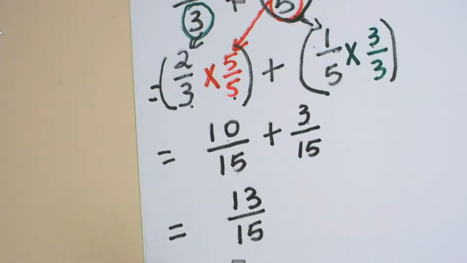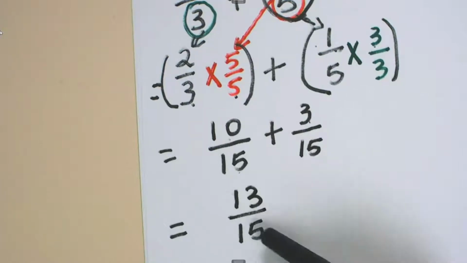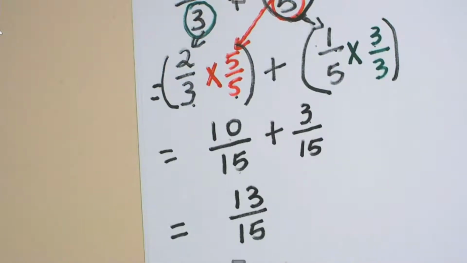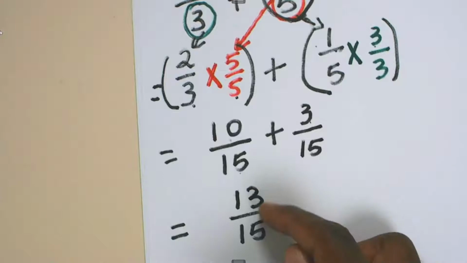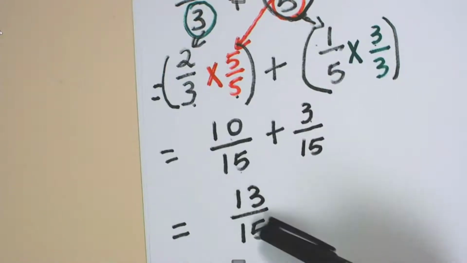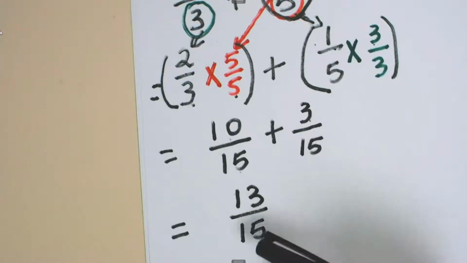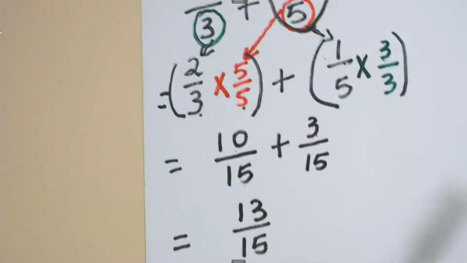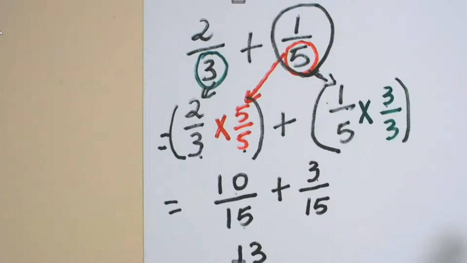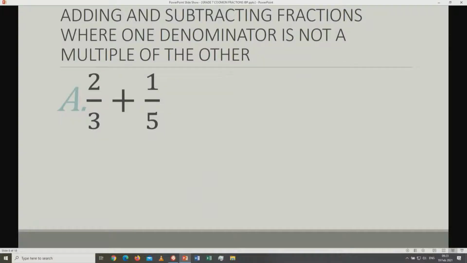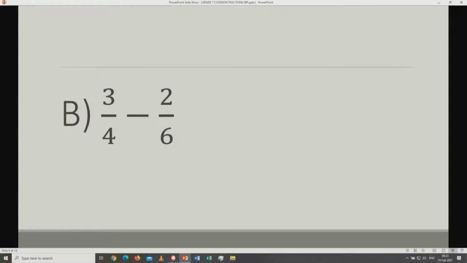Now the thing is, are we able to simplify this fraction? No, because the only number that can go into both of these numbers without leaving anything is 1, and 1 can only bring us to the same fraction without changes. Right? Let us move to this one.